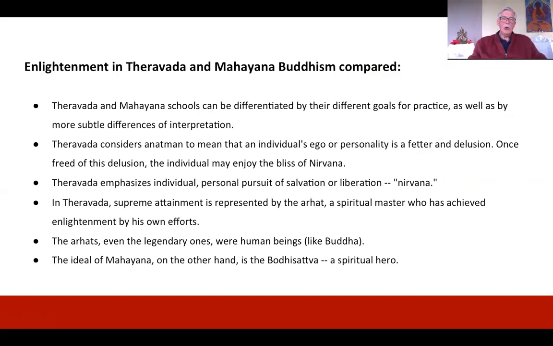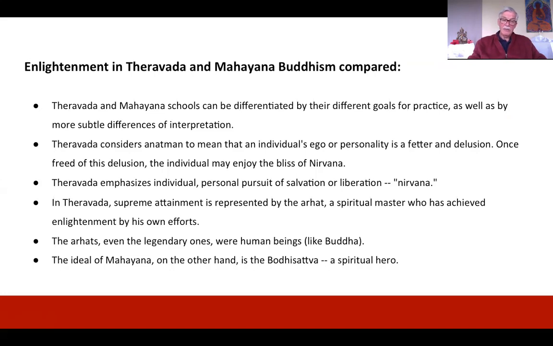So again, to compare the two approaches to liberation or enlightenment between Theravada and Mahayana, they have different goals for practice as well as more subtle differences of interpretation. Okay, Theravadan considers the Atman, the sense of individual self, to mean that an individual's ego or personality is a delusion. Once you're freed of this delusion, you will enjoy the bliss of nirvana. And Theravadan emphasizes the individual personal pursuit of salvation. In Theravada, supreme attainment is represented by the Arhat, a spiritual master who has achieved enlightenment by his or her own efforts, and the Arhats, even the legendary ones, were human beings.